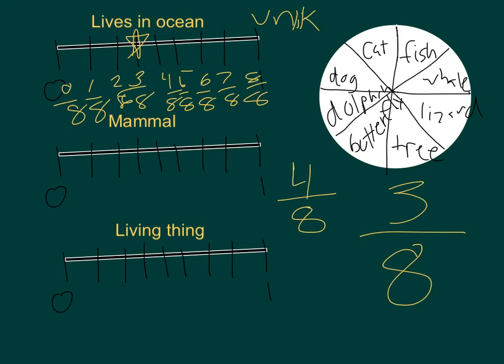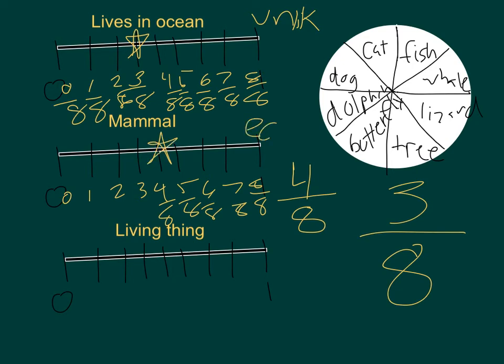On our number line, we've got 0, 1, 2, 3, 4, 5, 6, 7, 8. So we've got 4/8. Put my star there. And that is equally likely because it is exactly in the middle. I could pick a mammal, or I could not pick a mammal.